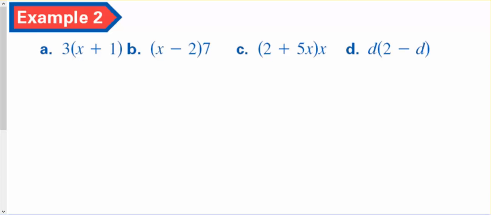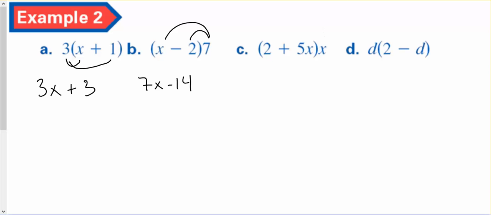So why don't you guys try these? And so doing this, we'd say 3 times x would make 3x. 3 times 1 would make 3. 7 times x would make 7x. 7 times negative 2 would make negative 14. x times 2 would make 2x. And x times 5x would make 5x squared.